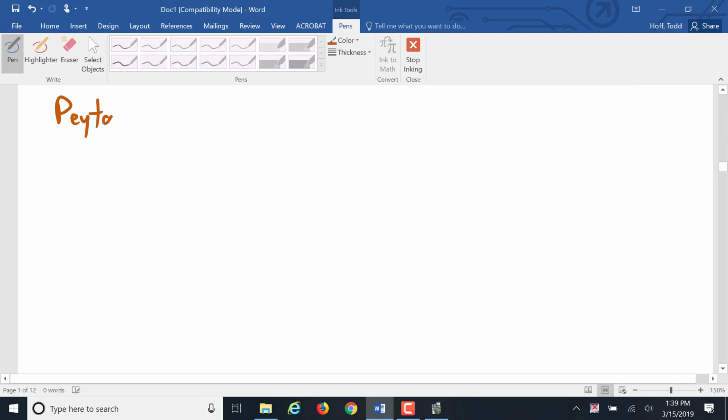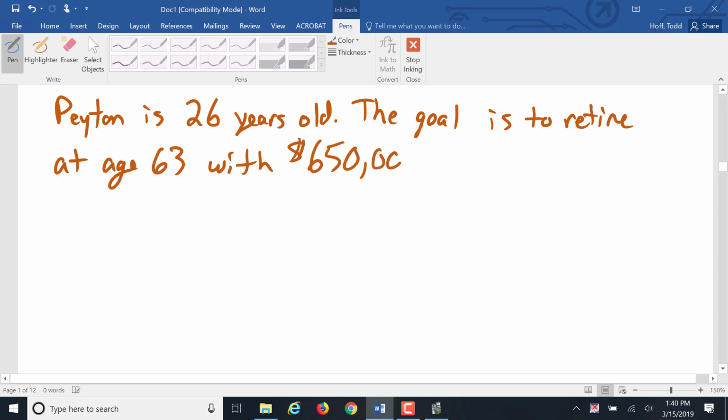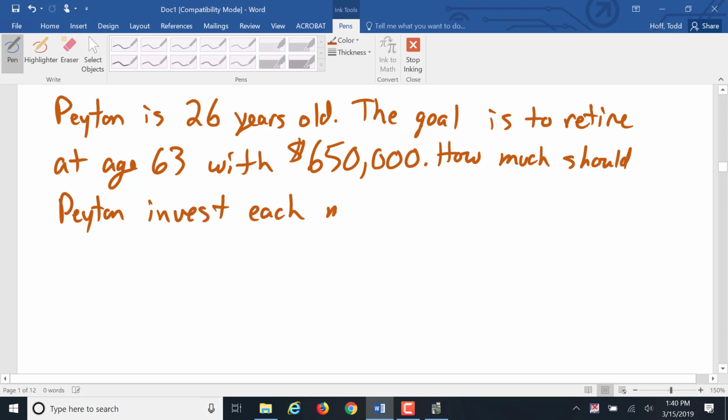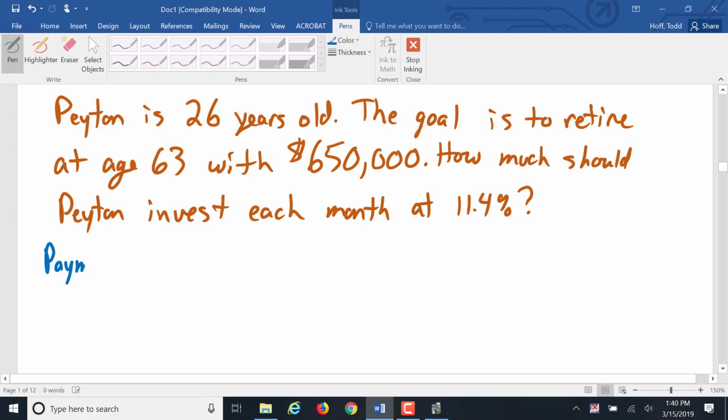Peyton is 26 years old. Peyton's goal is to retire at age 63 with $650,000. How much should Peyton invest each month at 11.4%? So we're trying to find that desired payment again.